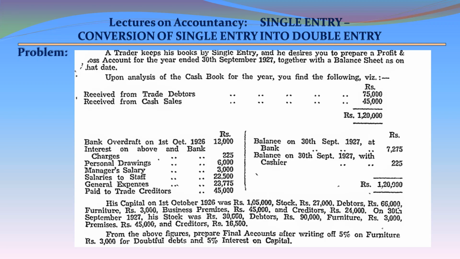His capital on 1st October was 1,05,000, stock rupees 27,000, debtors 66,000, furniture 3,000, business premises 45,000 and creditors 24,000. On 30th September, his stock was 30,000, debtors 90,000, furniture 3,000, premises 45,000 and creditors 16,500. From the above figures, prepare final accounts after writing off 5% on furniture, 3,000 for doubtful debts and 5% interest on capital.